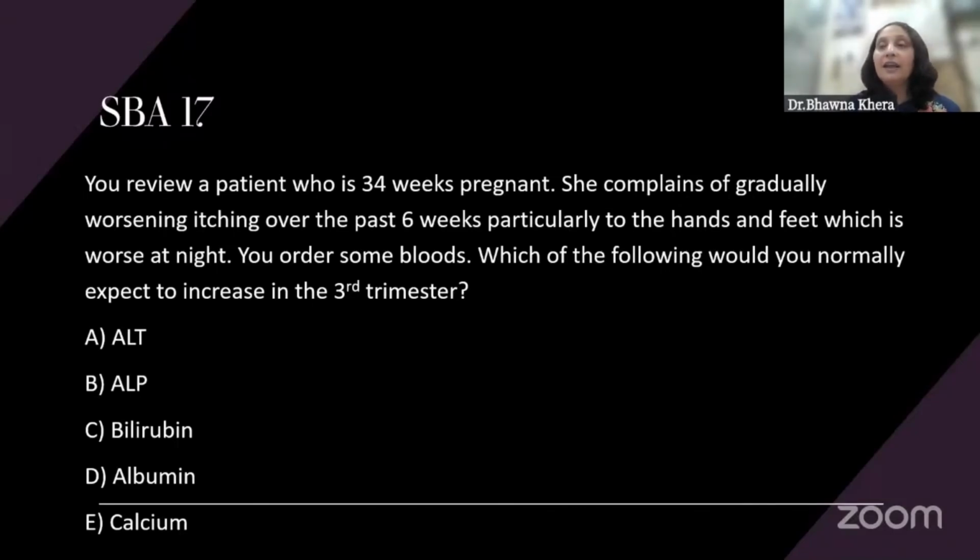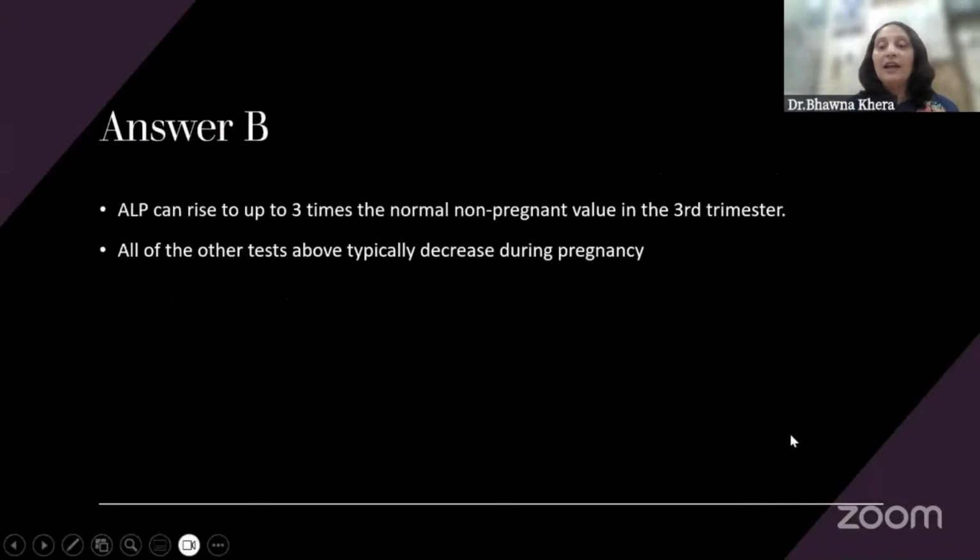Yes, it's ALP. ALP, alkaline phosphatase, is the one which rises normally in pregnancy. ALP can increase up to 3 times the normal non-pregnant value in the third trimester. All of the other tests above typically decrease during pregnancy.